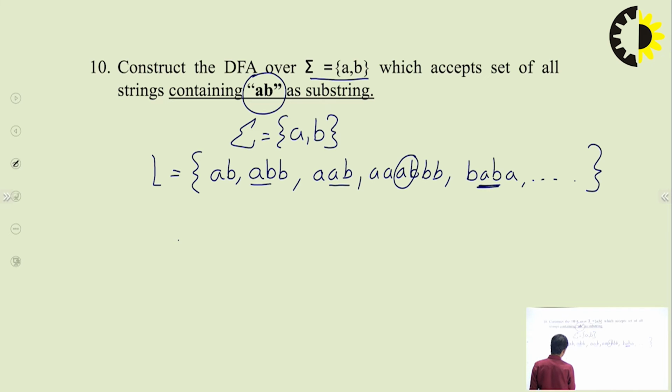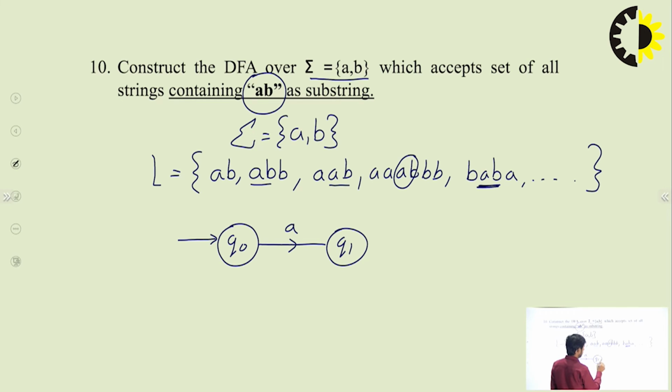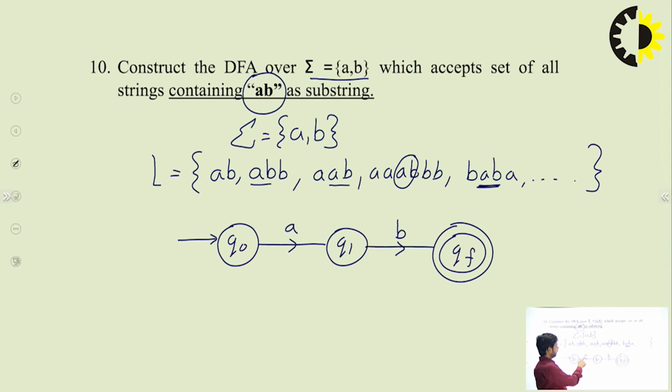Now construct the DFA. So Q node on A goes to Q1, Q1 on B goes to QF. Now AB is present here, but this is not a DFA. Because at Q node B is not defined, at Q1 A is not defined, and at QF A and B are not defined. So if I write A, B as a loop, then there will be no problem.